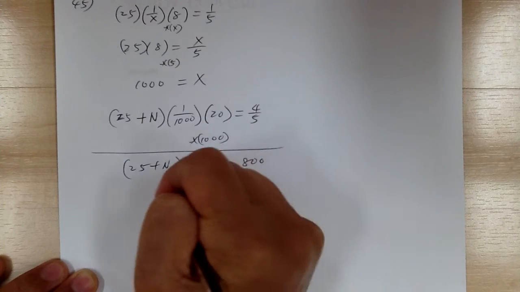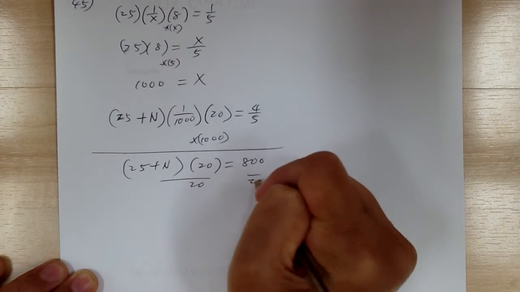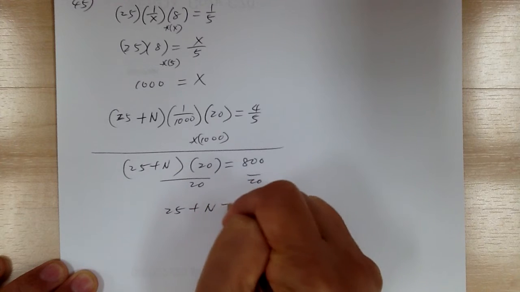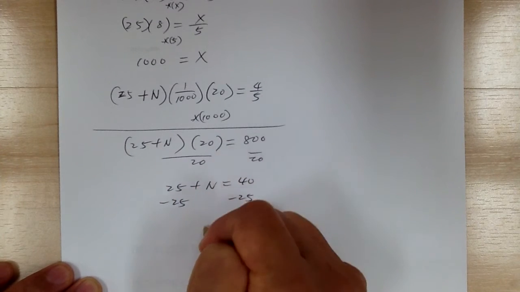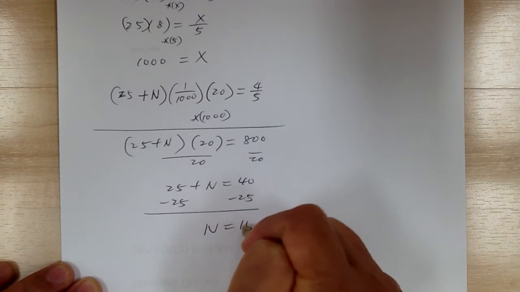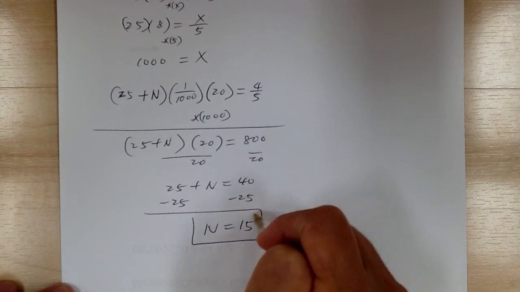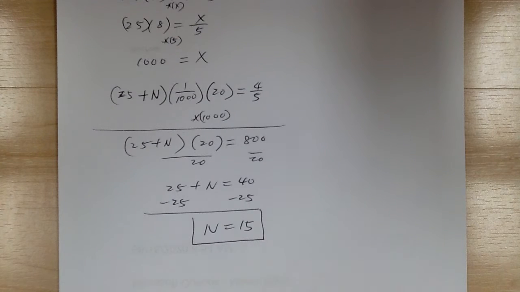Then I'm going to divide by 20. So 25 plus n equal to 40. So minus 25, minus 25. So n equal to 15. So we need to hire an additional 15 women.